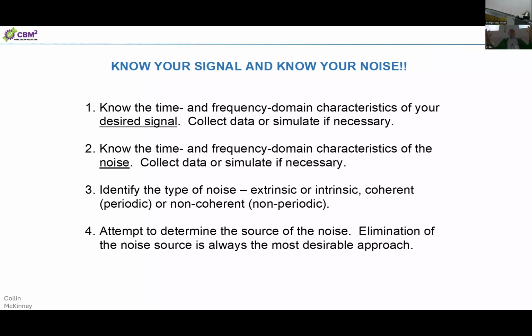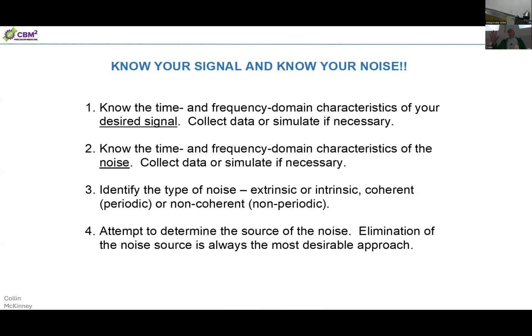So you need to know what are we looking at? What is our noise? And then once you know a little bit about what kind of noise you have, you can try to identify the source of the noise. And we can apply filters to get rid of noise, and we can also eliminate noise at the source. So we have some approaches we can take to reduce or eliminate noise. And elimination of the noise source, whatever it may be, and whatever type it may be, is always the most desirable, but not always possible.